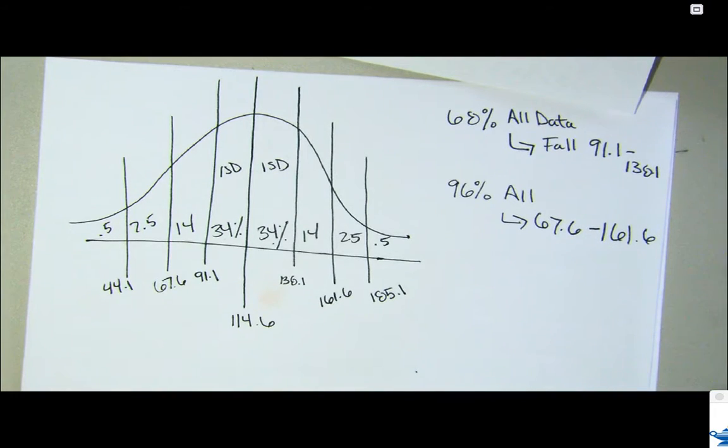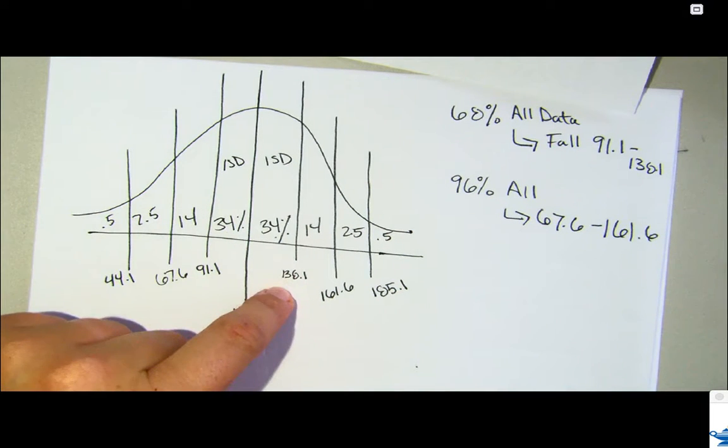161.6. So, if tomorrow you're faced with a question that asks you 68% of all data falls between what range, you're going to say 91 to 138. That's what it is. Yes, ma'am.